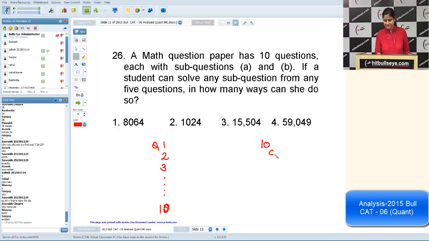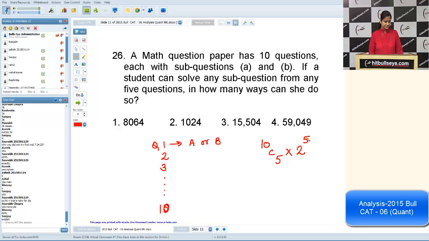That can be selected in 10C5 ways. We can choose any 5 out of 10 in 10C5 ways. Now, suppose I have chosen the first question. There are 2 parts. Either I can attempt A or question B. It means there is an internal choice. So for every one of these 5 questions, there are 2 choices. Either you can attempt the first part or the second part. So corresponding to that, it will be 2 raised to power 5. So this is the answer. You can solve it, you will get the answer.